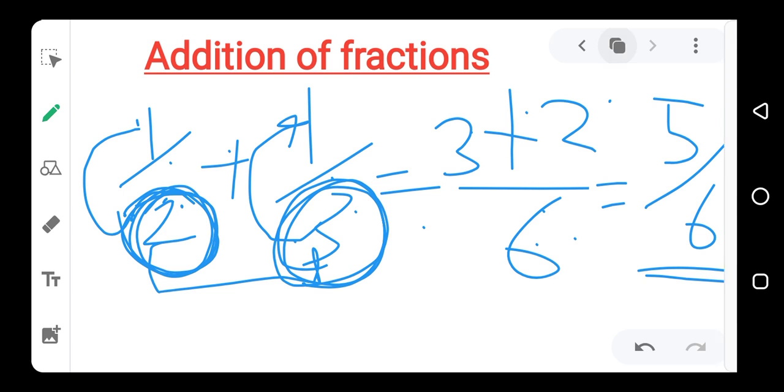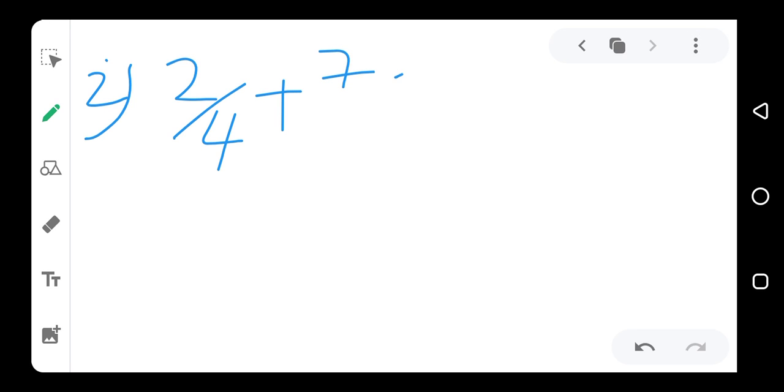Now let's look at another example. If we have 2 over 4 plus 3 over 7. Now what are we going to do?